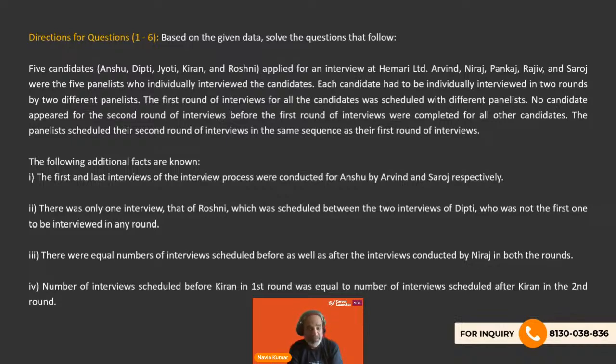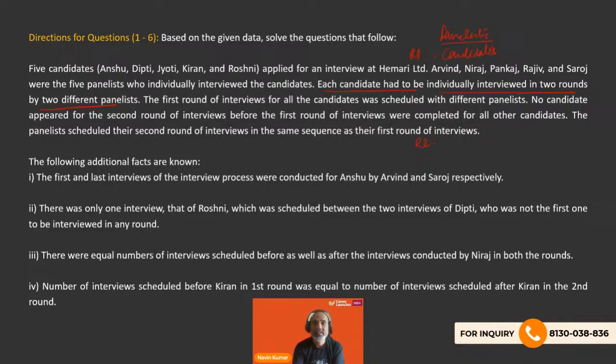So basically, if we read the stem as in the first paragraph and try to understand, it's talking about that we have got some panelists, and these panelists are going to interview the candidates. Now, how this interview process is going to happen is that there are going to be 2 rounds. Let's say this is round 1 and we'll have round 2. Each candidate had to be individually interviewed in 2 rounds by 2 different panelists.